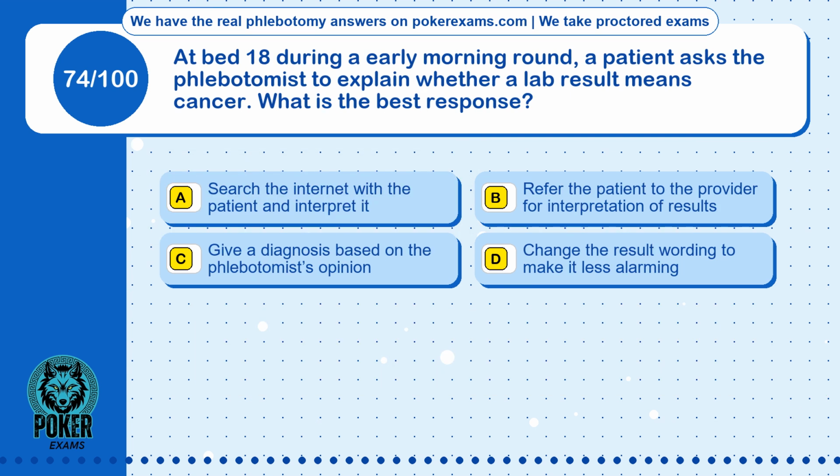Question 74. At bed 18 during an early morning round, a patient asks the phlebotomist to explain whether a lab result means cancer. What is the best response? Option A, search the internet with the patient and interpret it. Option B, refer the patient to the provider for interpretation of results. Option C, give a diagnosis based on the phlebotomist's opinion. Option D, change the result wording to make it less alarming.